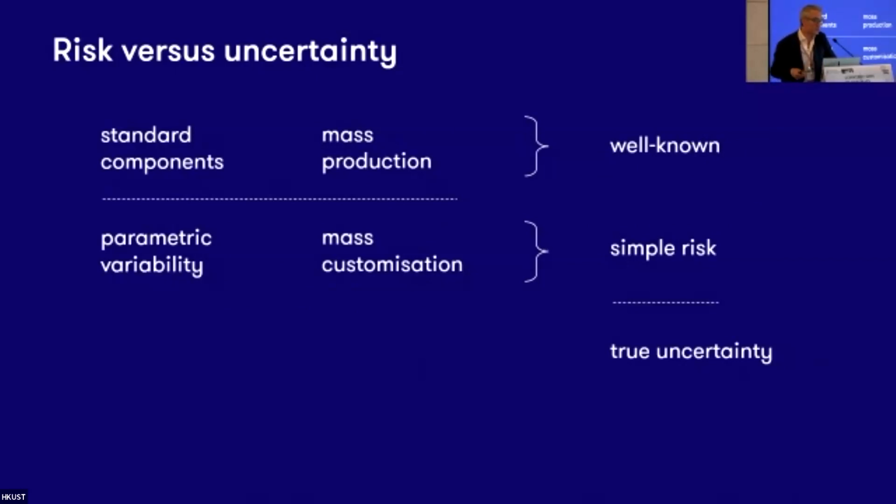Now, in the past 20 years or so, there's been a distinction made, say, between standardized components and parametric variable components in design, or between mass production and mass customization in production. And the division is between the two of these things. And the technology that we have has been based on the latter. But effectively, these equate more or less to the well-known and the simple risk. And there's an even more important division, I think, now between both of those and what Keynes was calling true uncertainty. This is the kind of thing that's very difficult to deal with.